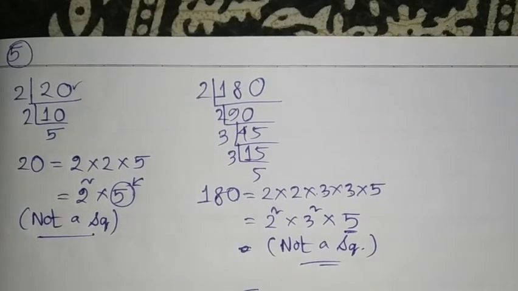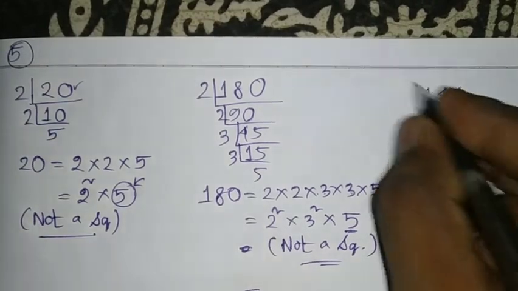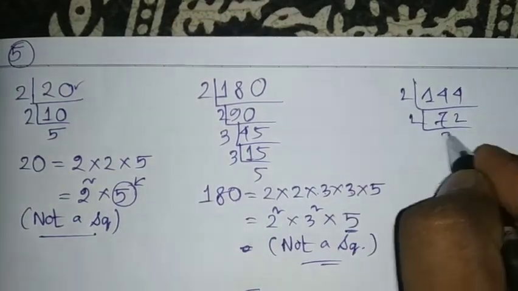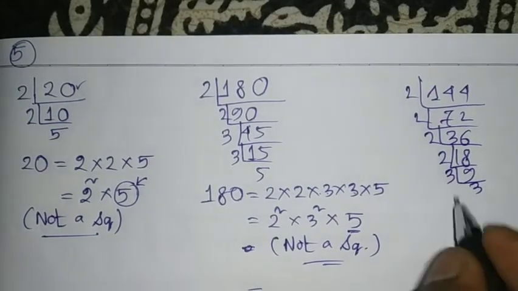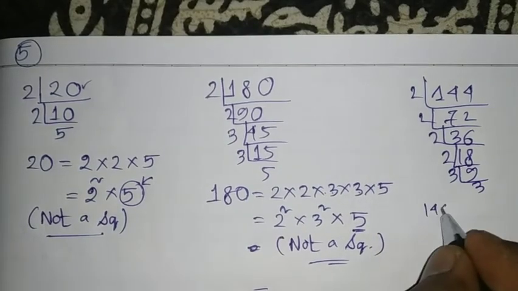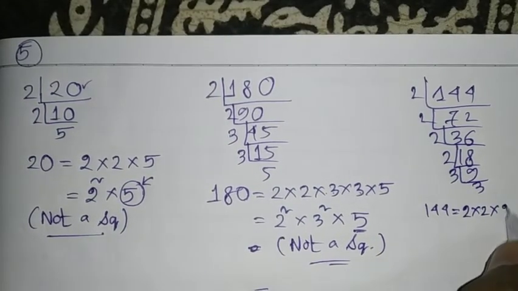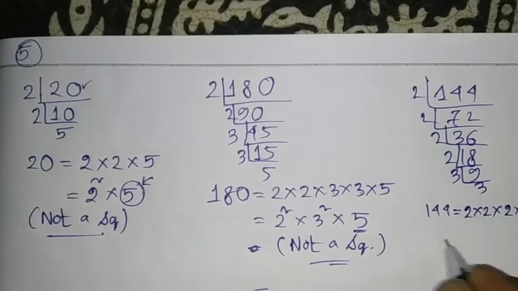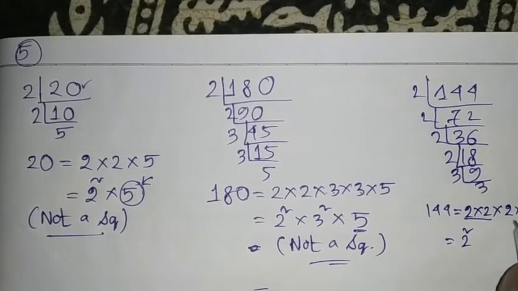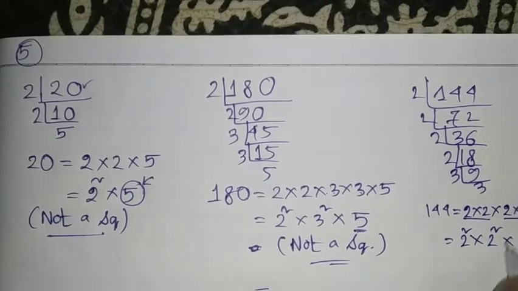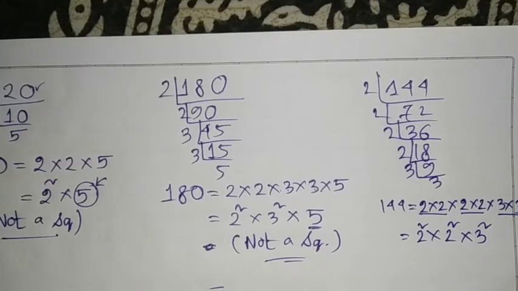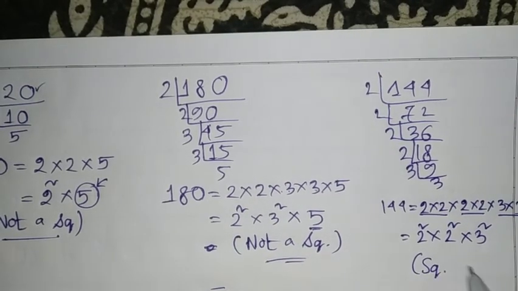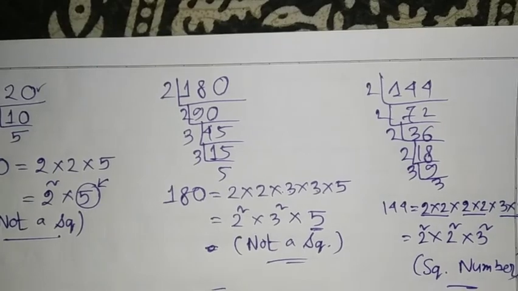So let's solve one more. Suppose I am taking 144. Using 2, 72. Using 2, 36. 2, 18. 2, 9. 3 and 3. So what can we write? 144 equals 2 into 2 into 2 into 2 into 3 into 3. Make the pairs of them, that is 2 square from these 2 2's, then again 2 square and 3 square. Look, here none of the numbers is single. Okay, so we can tell this 144 is a square. So this is a square number. So this number will be in the first column.